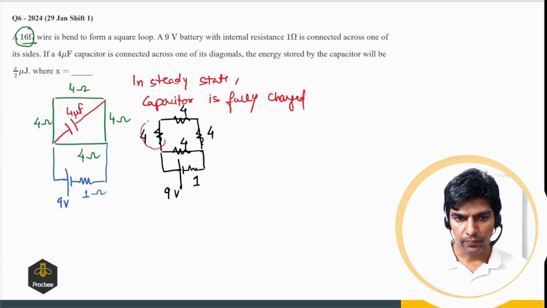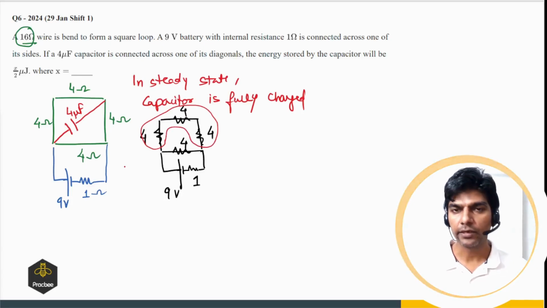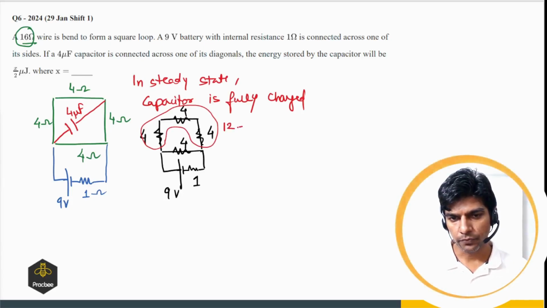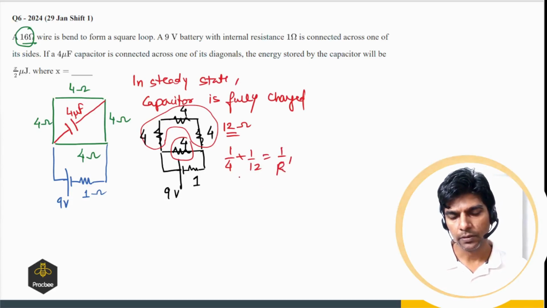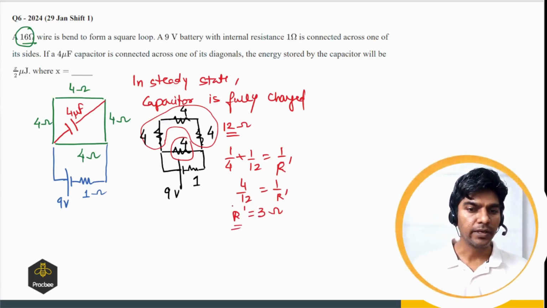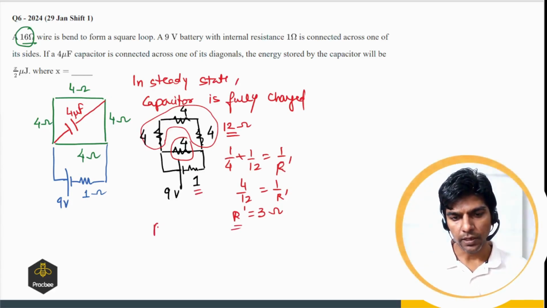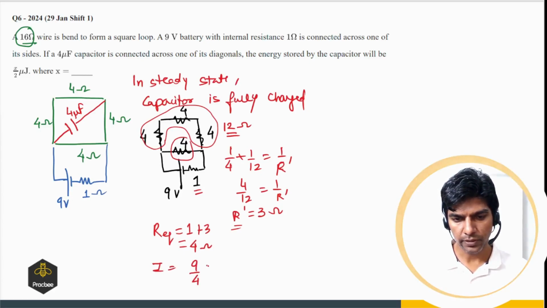Now these 3 resistors are connected in series, so it will be nothing but 12 ohms. Now this 12 ohms is in parallel with this 4 ohms. So we can say 1 by 4 plus 1 by 12 will be equal to 1 by R prime. So it will be 3 plus 1, 4 by 12, equals 1 by R prime. So R prime comes out to be 3 ohms. Now this R prime is in series with this 1 ohm, so R equivalent will be 1 plus 3, which comes out to be 4 ohms. So the current supplied by the battery will be 9 by 4, that will be 2.25 amperes.